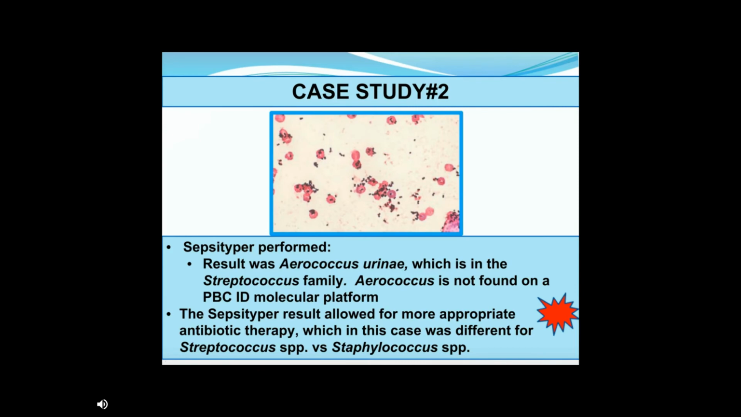And Aerococcus is one of the organisms that is not on our molecular platform. So even if we had put it on there, we still wouldn't have been able to identify it. So this was great because here we are, and ID and pharmacy and the patient's care team are thinking they're dealing with some type of staph, and now we're able to give them this identification that it's an Aerococcus, which is great because now they can change that antibiotic therapy. Without Sepsityper, this patient would have been on staph therapy until the next day when we said, oh no, this is definitely not a staph. So again, just great things with the Sepsityper.